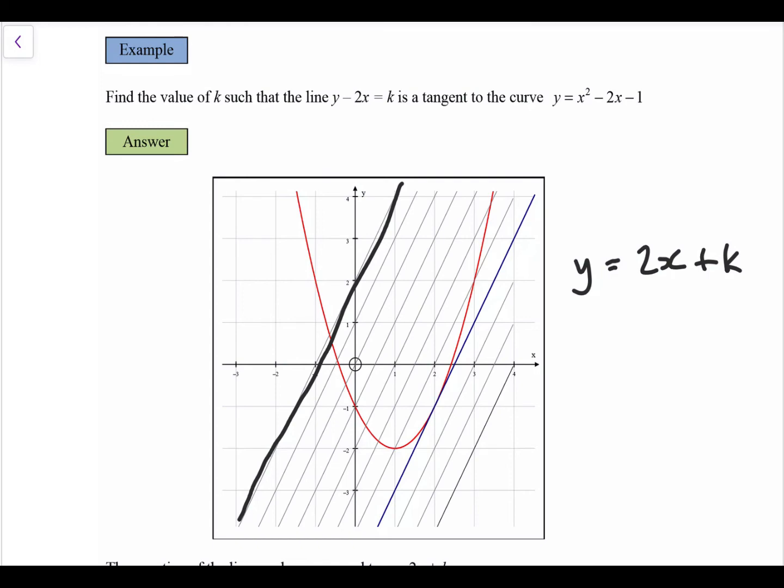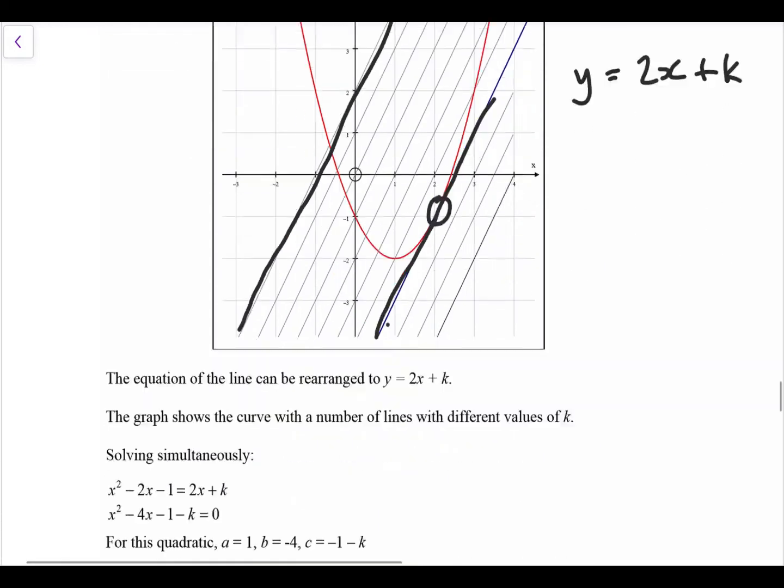Certainly it's going to have 2 points of intersection. So we're looking for the exact right value of k so that the line is a tangent. That is, that it just touches the curve at one exact point. That means that the discriminant here, when we try and solve these simultaneously, is going to be equal to 0.